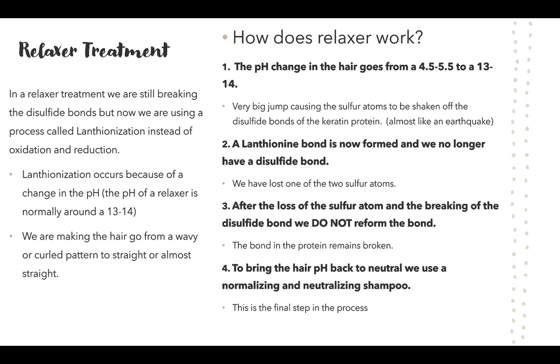Now, how does this work? First, the pH change in the hair goes from our 4.5 to 5.5 to a 13 or 14. This is a very big jump, causing the sulfur atoms to be shaken off the disulfide bonds of the keratin protein, almost like an earthquake. Next, a lanthionine bond is now formed and we no longer have a disulfide bond. We have lost one of the two sulfur atoms. After the loss of the sulfur atom and the breaking of the disulfide bond, we do not reform the bond. The bond in the protein remains broken.